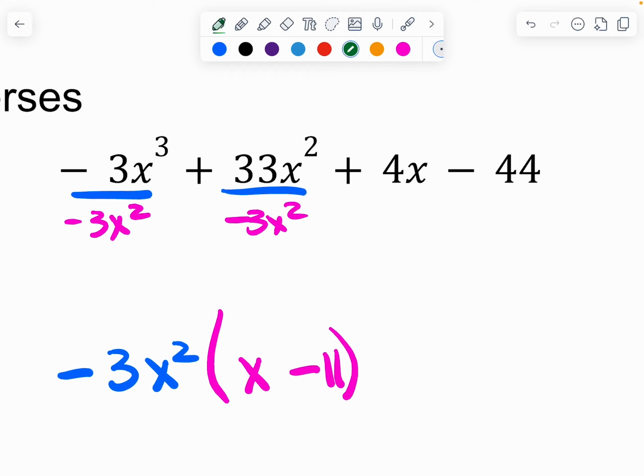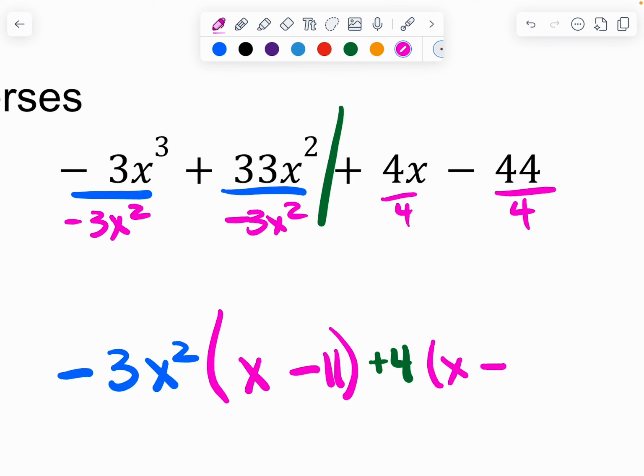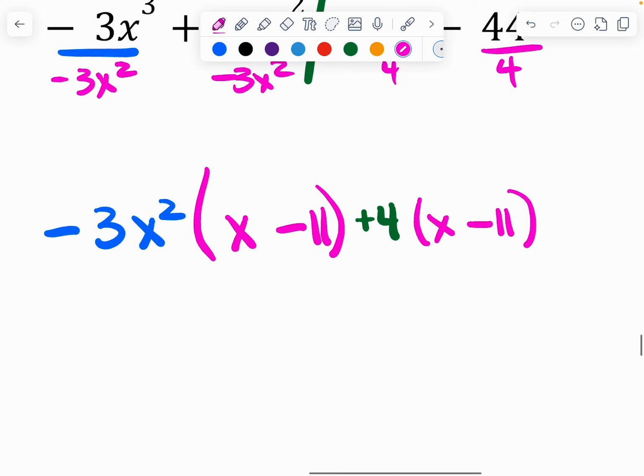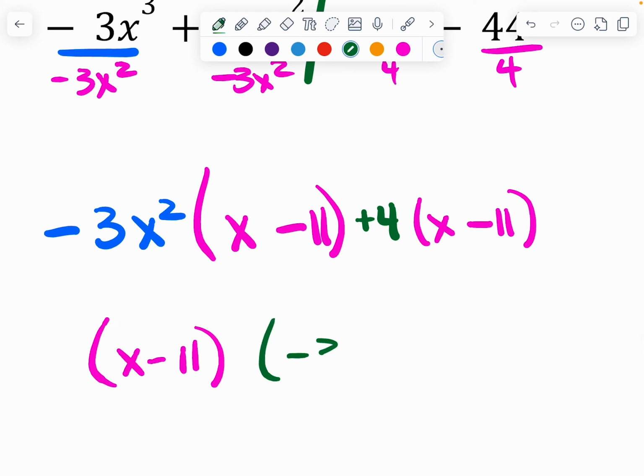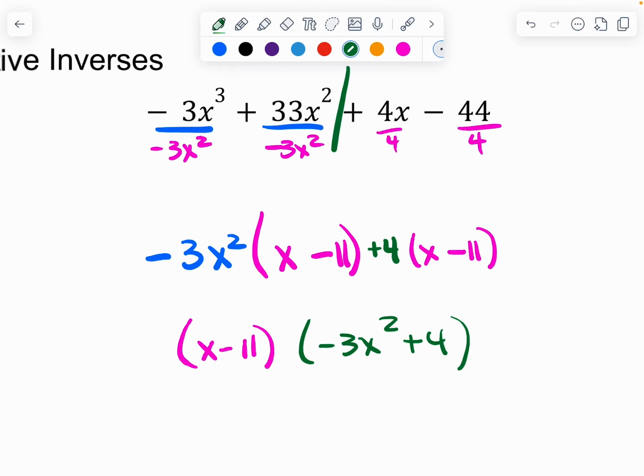Then over, I never even drew that. What do those two have in common? They have a 4 in common. So I'm going to take out a 4. When I divide by 4 here, I get x. When I divide by 4 here, I get negative 11. Are the two sets of parentheses the same? They are. And then negative 3x squared plus 4. Again, I really don't like that negative to be in front of that x squared, but that's how it has to go. Okay.